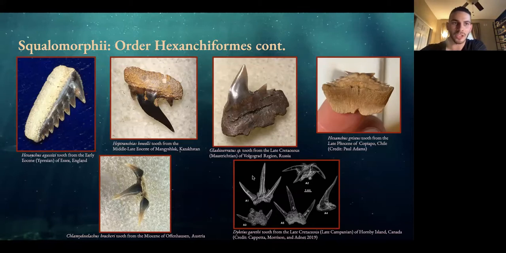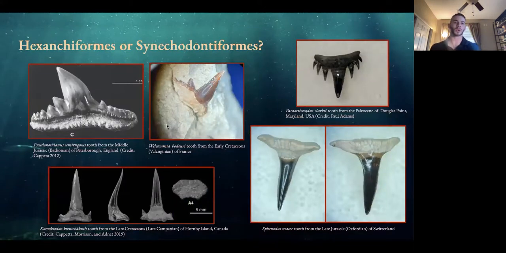So that gets us into the next slide, which are hexanchiforms or synechodontiforms. These are just very obscure teeth in general and have proven to be very controversial. So we have Pseudonotidanus here and Welcommia, which have cow shark-like crowns, especially Welcommia. However, they have root structures, along with Paraorthacodus and Sphenodus, that have those labial ridges or nutrient grooves, which this is known as the pseudopolyaulacorhizous root structure. But anyways, these were initially thought of to just be from synechodontiforms. So these morphologically look kind of like hybrids between them.